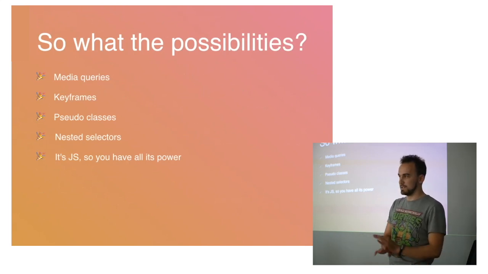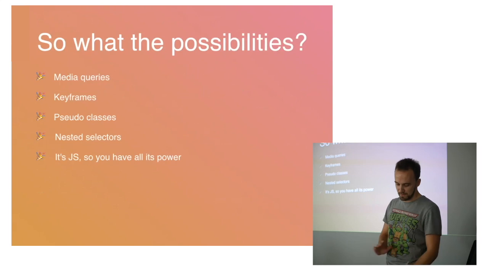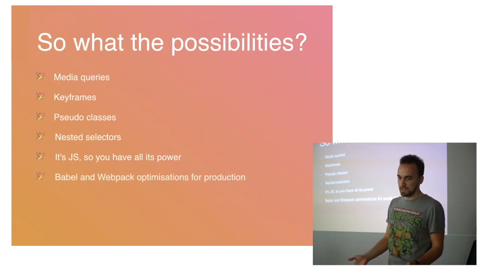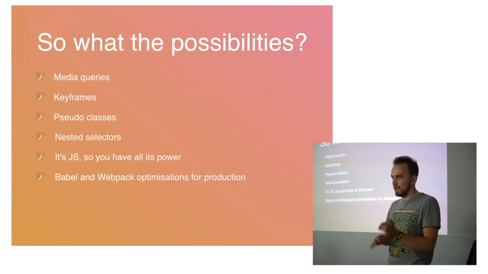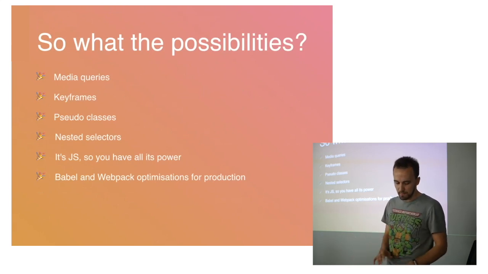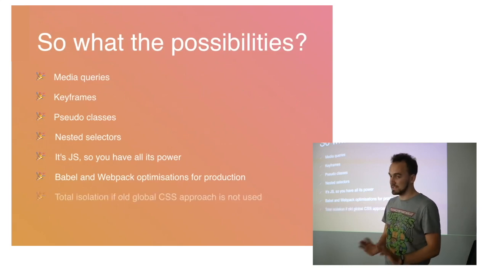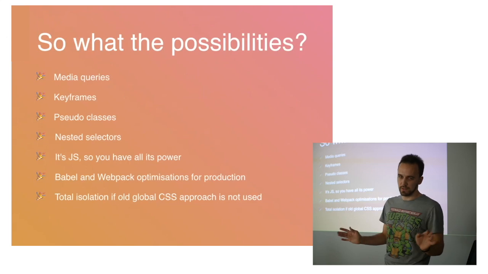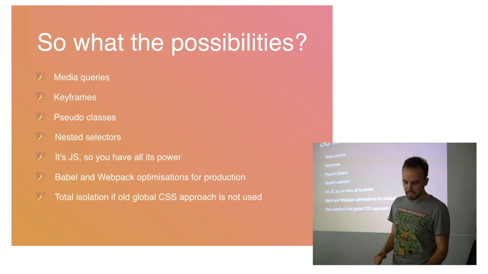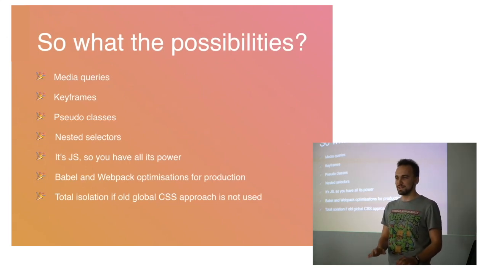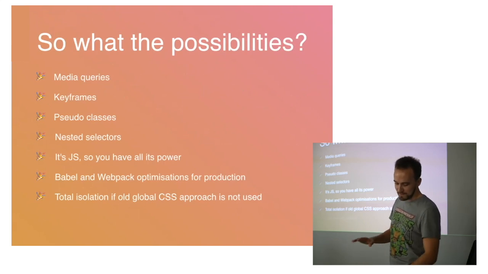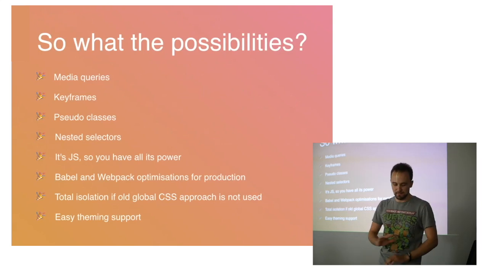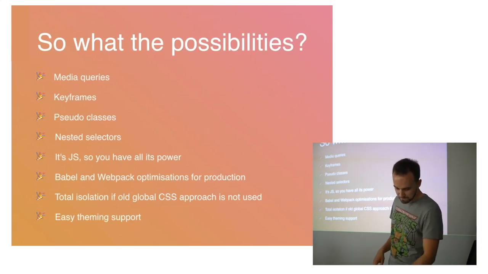It's JavaScript, so you basically have all its power. You can use Babel and Webpack optimization for production. If you would like to have some more optimization somewhere, you can use them. But it's not necessary, which is cool, because it just works. You import these libraries and it just works. Total isolation, as the old global CSS approach is not used at all, or you can configure it. Easy theming support is just perfect, and I will show you later how.